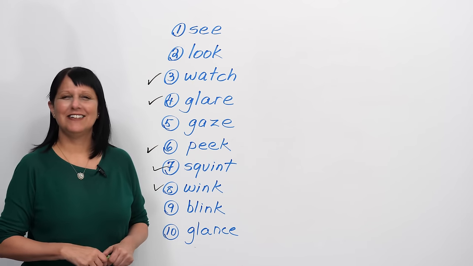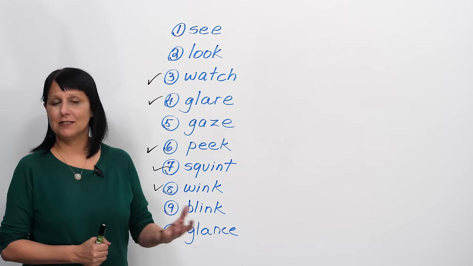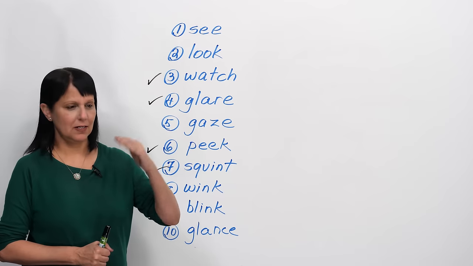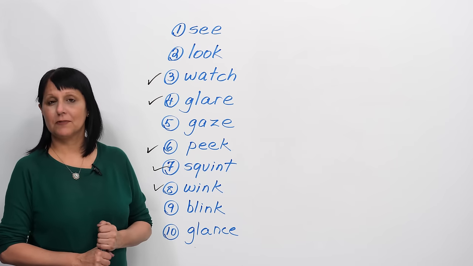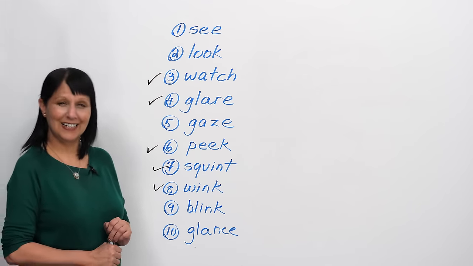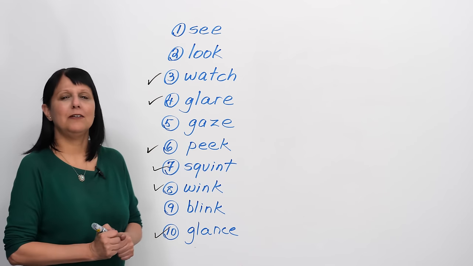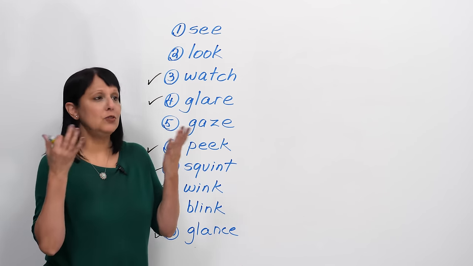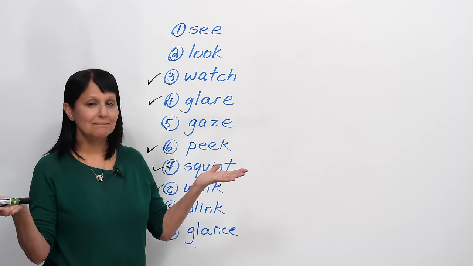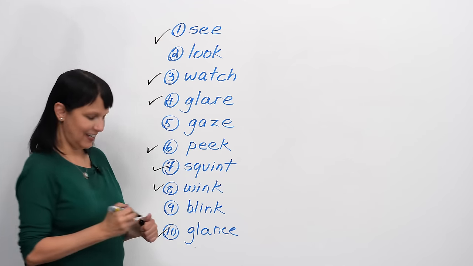Okay, let's see what's left here. Let's say to look at something very quickly. Okay, like messages or a headline or something, just the main topics of something. To look at something really quickly is to, yeah, glance. Right. Very nice. And which word means to just use your eyes? As soon as your eyes are open, you can see. Right. Very good.